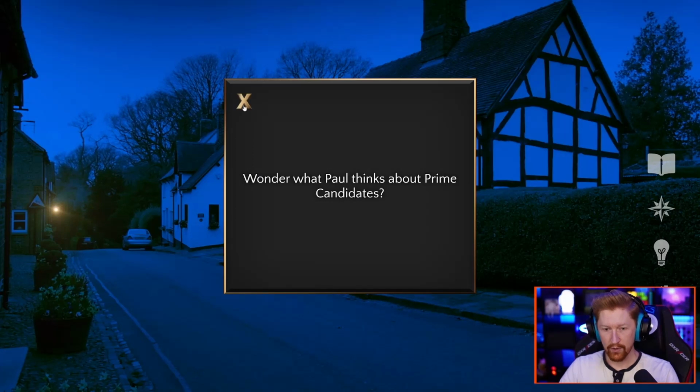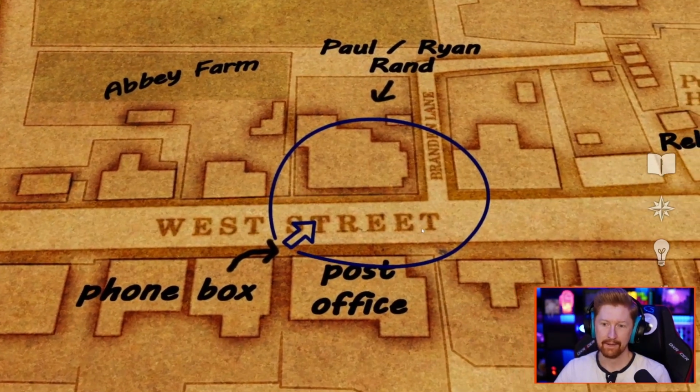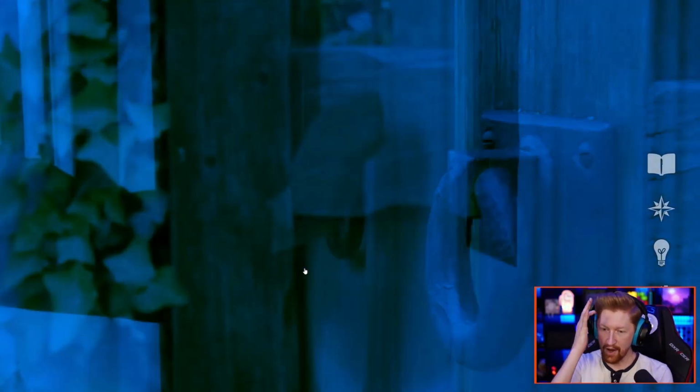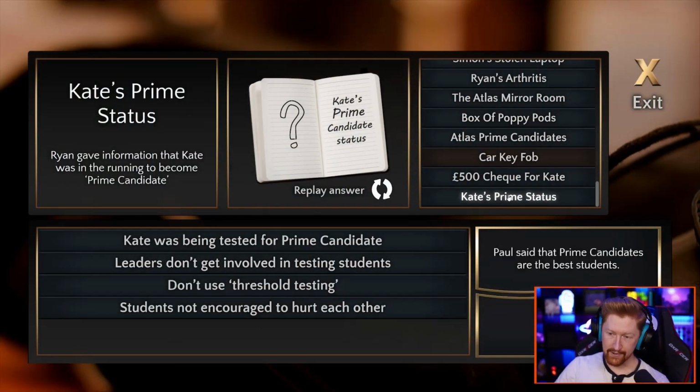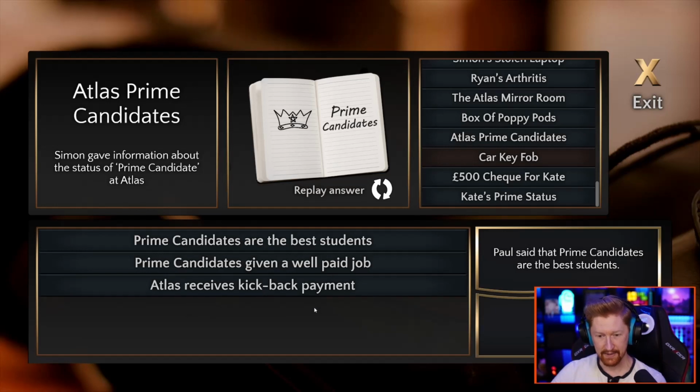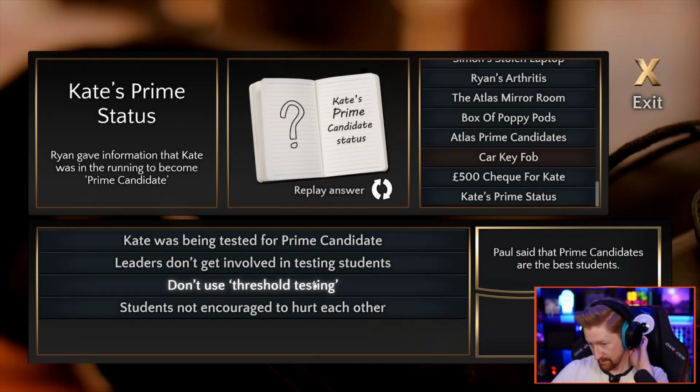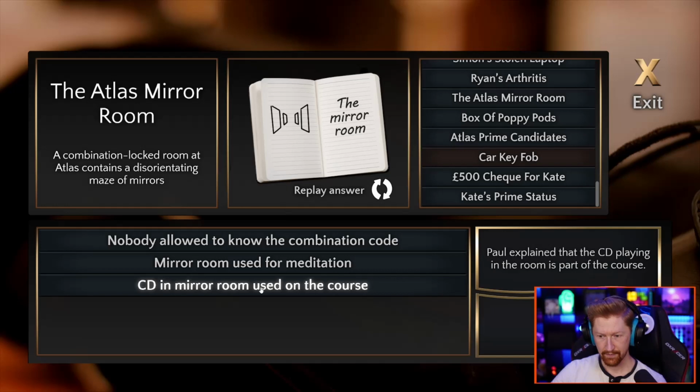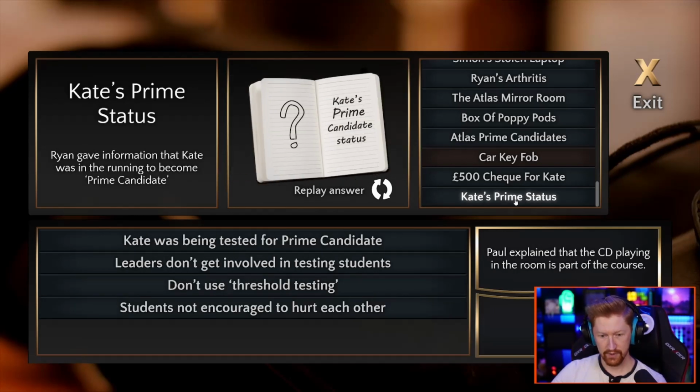That's so helpful. Wonder what Paul thinks about prime candidates. I mean, we're obviously supposed to talk to Paul. All right, so assuming that it's based on the evidence that I just got, it should be one of these. But the tip says, ask him what he thinks about prime candidates. The issue is that there's a prime candidate response here, but this whole thing is called Atlas Prime Candidates. So I really don't officially know.